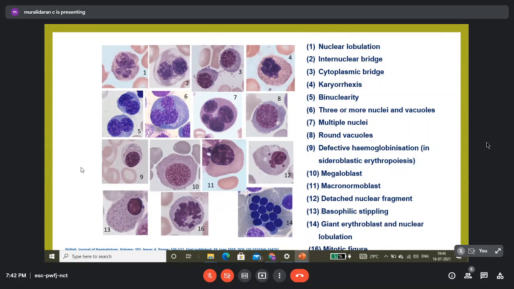So any of these things can be seen in erythropoiesis, especially in cases of MDS. And we have to see a minimum of 200 cells to assess dysplasia.